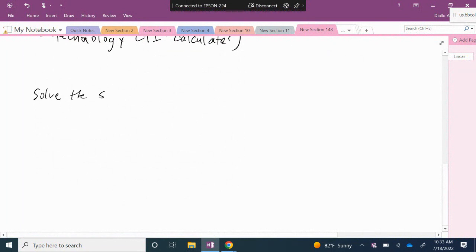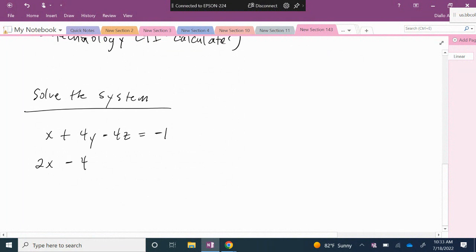All right, so we want to solve the system x plus 4y minus 4z is equal to -1, 2x minus 4y minus 3z is equal to -3, and -2x plus 2y plus z is equal to 0.